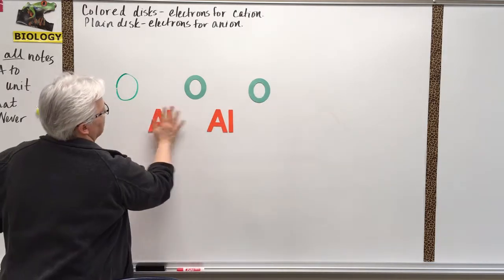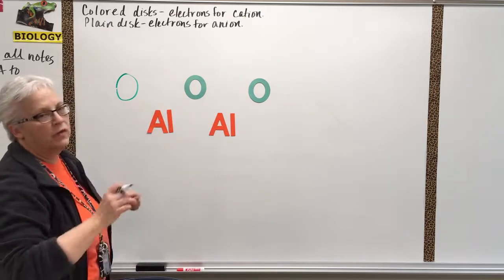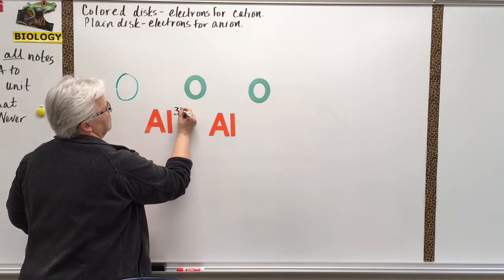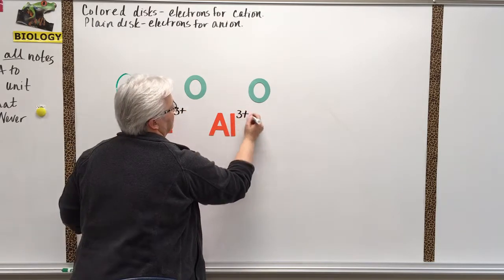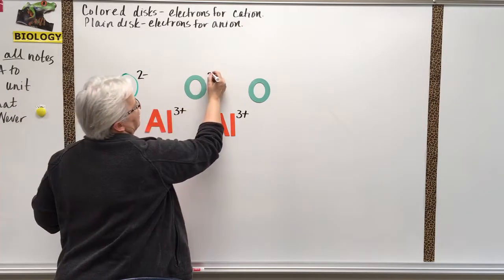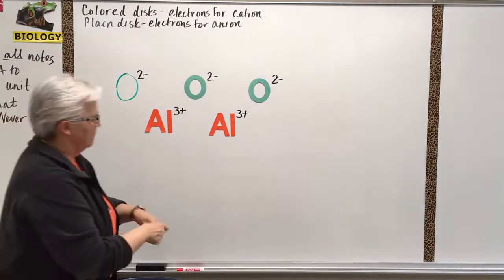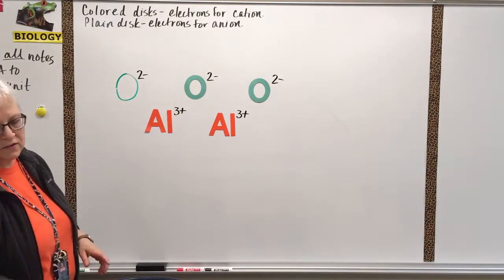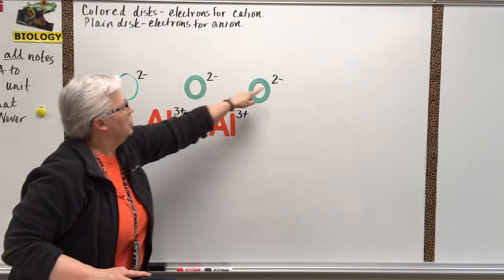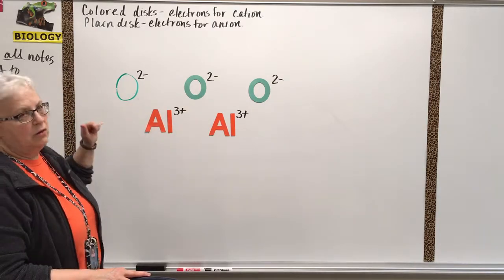So your aluminums, each one had 3 electrons in its outermost energy level that all got transferred. So when you lose 3 electrons, you get a 3+ charge, right? When you gain 2 electrons, like all of the oxygen atoms did, you get a 2- charge. I didn't tell you this on the previous example that we did, but I want you to look and see, look at your ion charges. They should all add up to 0.